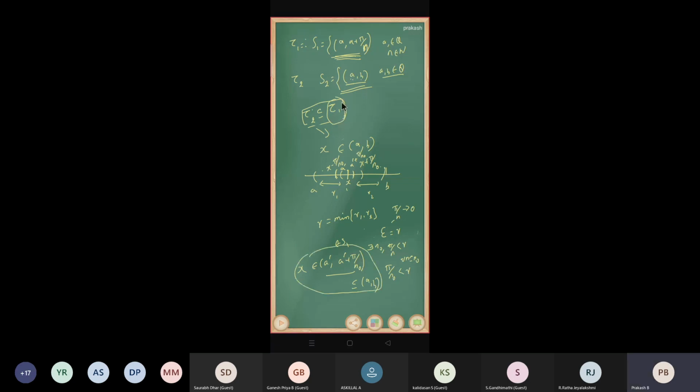So we found the basis element from S1 satisfying the condition. Therefore tau2 is contained in tau1. Already we proved that tau1 is contained in tau2. So finally tau1 is equal to tau2. So the answer is the third one.